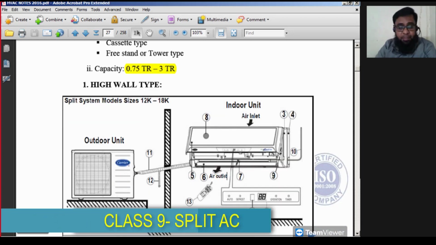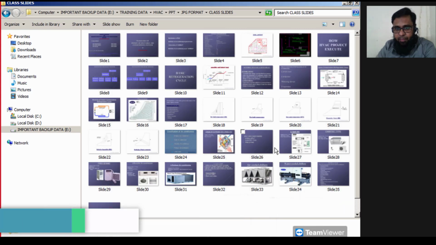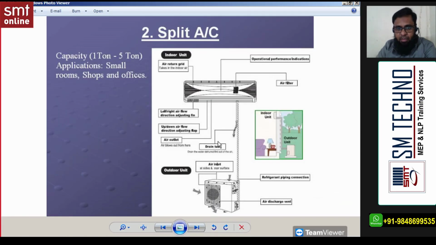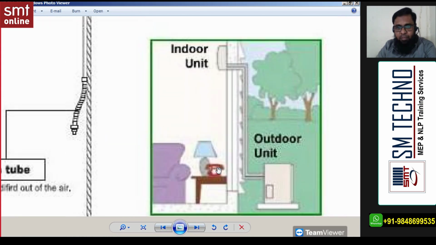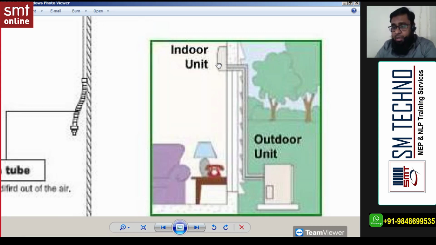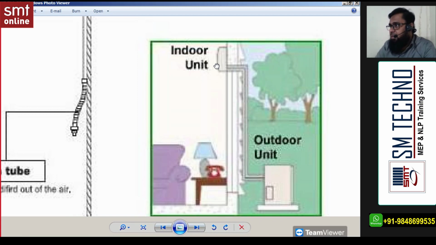Okay, so here you see why we are calling it split: we have a separate unit for indoor and a separate one for outdoor. For example, in this image, this unit is indoor and this unit is outdoor. Remember, this indoor unit is also known as the FCU, fan coil unit. And this type of FCU, which we can install on the wall, we call high wall. This is high wall, this type you'll find on the wall. So only the indoor unit we call FCU, and this type of FCU is high wall.